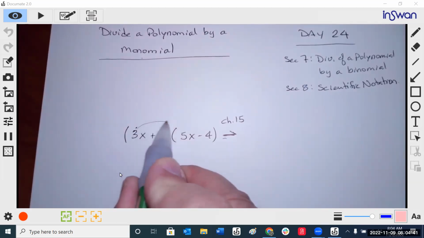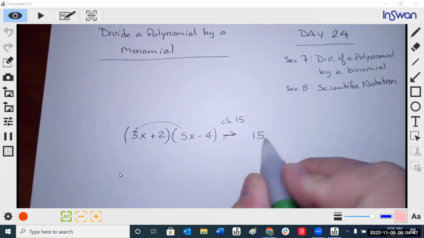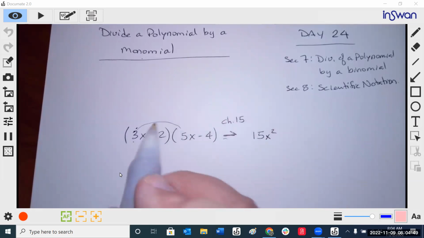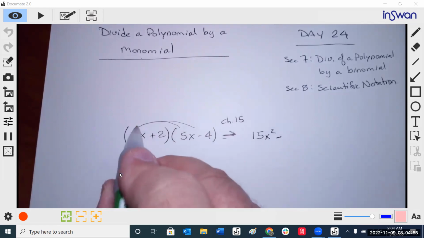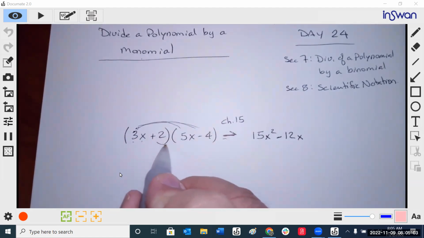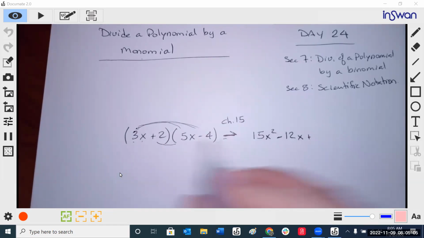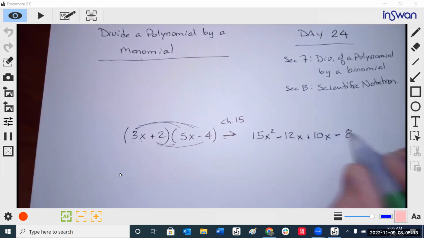So everything in the first term, 3 times 5 is 15. X times x is x squared. Positive times negative is negative. 3 times 4 is 12x. Then the second one, positive is a positive. 2 times 5 is 10x. Positive, negative is a negative. 2 times 4 is 8. And then that simplifies.